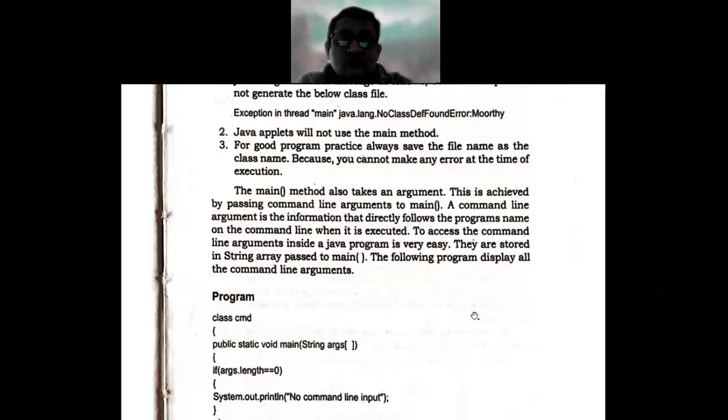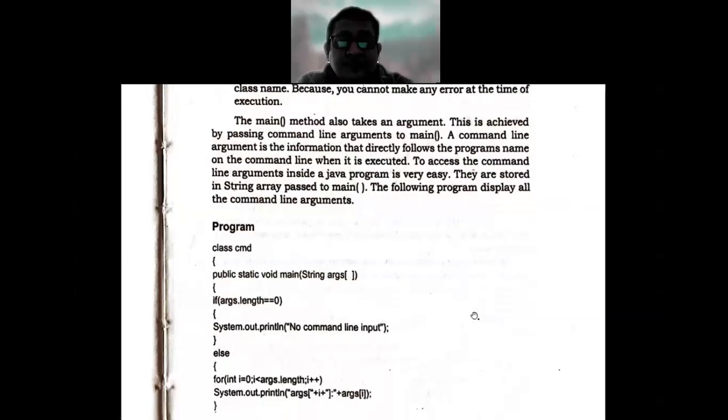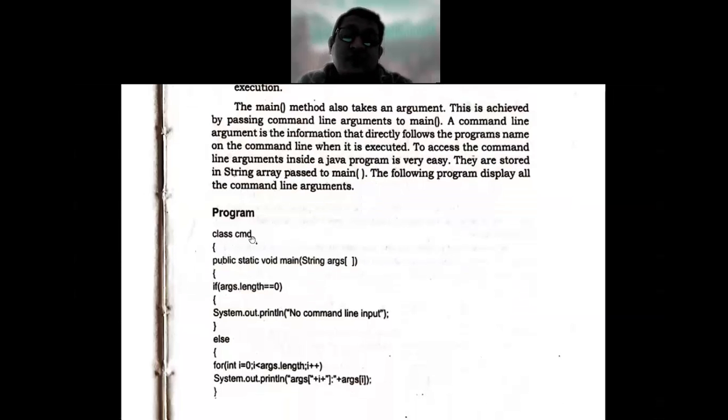Suppose this program will take some arguments. Say class cmd, so obviously the file name will be cmd.java, with public static void main String args. I have already mentioned that args is an array. Please remember, args is an array whose length is not specified. When it is an array, as we have studied in our earlier lab class, the index starts from 0, 1, 2, etc. Here the length is not specified, so you can pass any number of arguments.